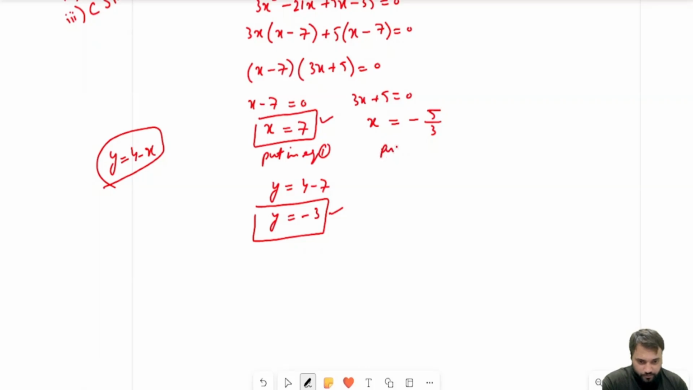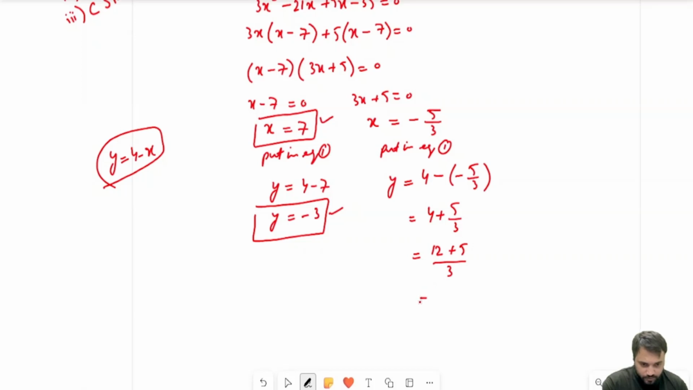Similar process, put in equation 1. Y is equal to 4 minus of minus 5 by 3. In the next step, minus into minus will be plus. Simplified, 12 plus 5 over 3. 12 plus 5, that is equal to 17. I do calculation here, you can go for the calculator. 17 over 3, that is our fourth answer.